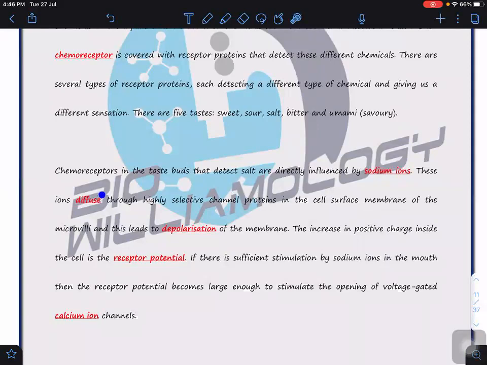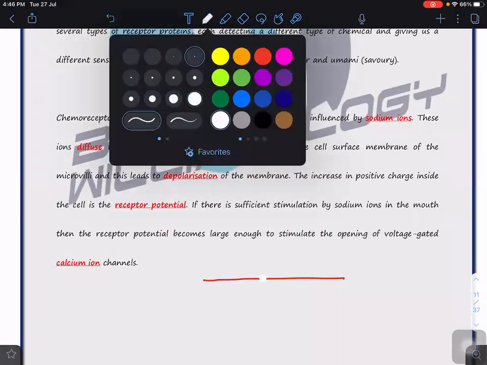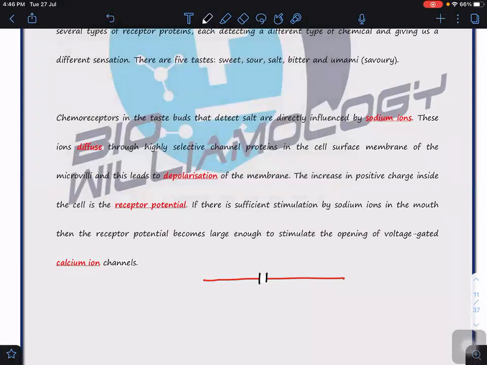So these ions diffuse, or more precisely facilitated diffusion takes place, through the highly selective channel protein in the cell surface membrane. And again, guys, when the sodium ions diffuse into the cells, you're going to depolarize the membrane, correct or not? Again, look at this. We have the special channel protein. These special channel proteins allow the sodium ions. This is the external environment. This is inside the cytoplasm. So it means that now we have the sodium ions diffusing in.